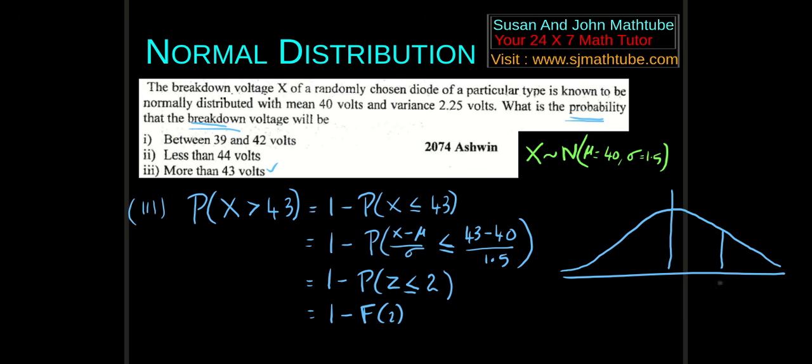This is 2, and if you want the probability of Z less than 2, you're actually talking about this side, because less than 2 means it can be anywhere from minus infinity to 2, and that is exactly what is given by capital F of 2 from the tables. And you can check the values, simplify. The final answer is 0.0228.